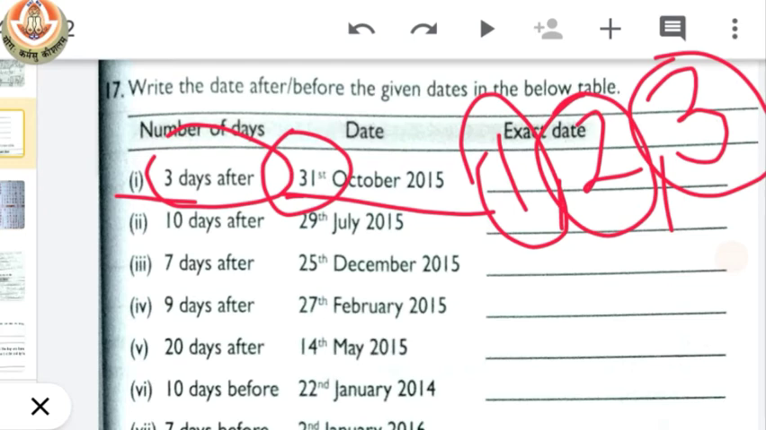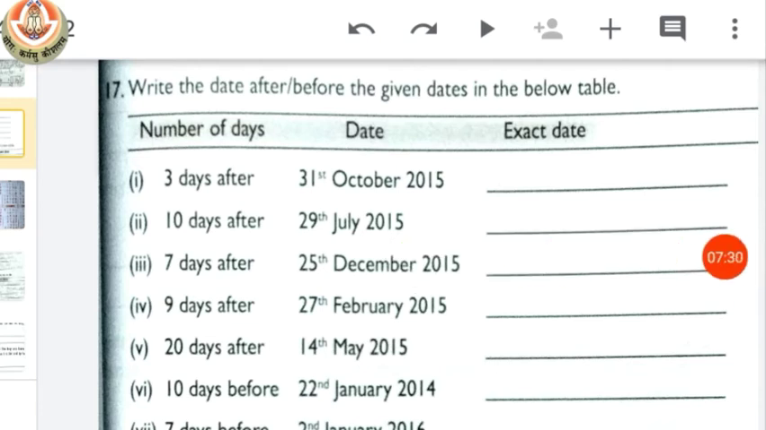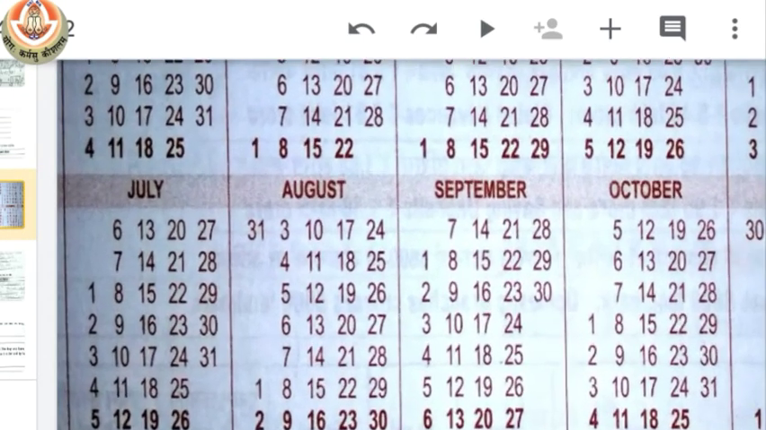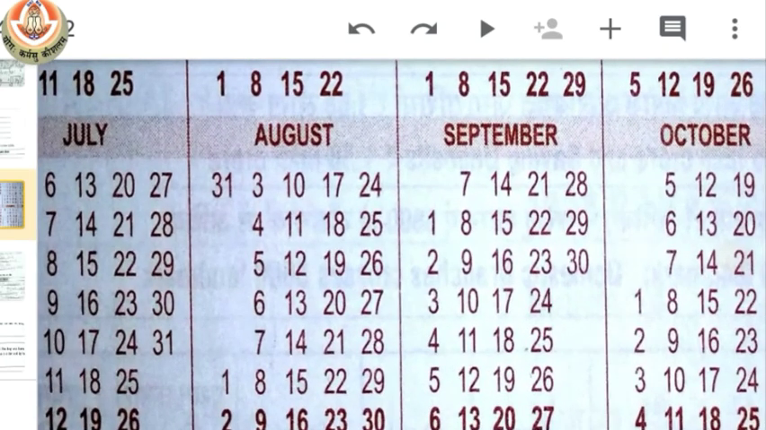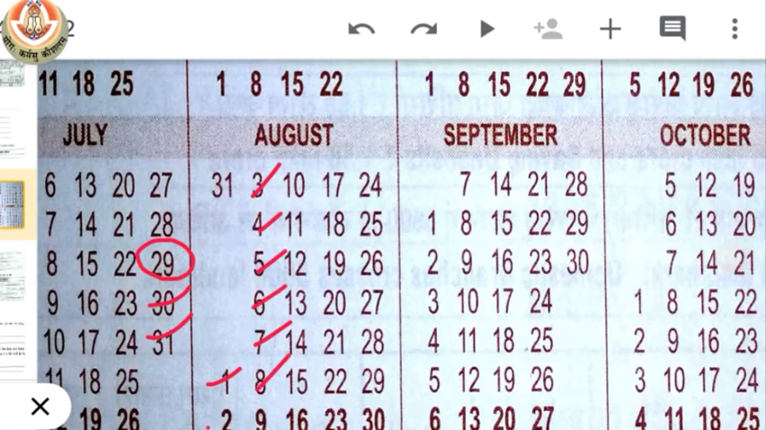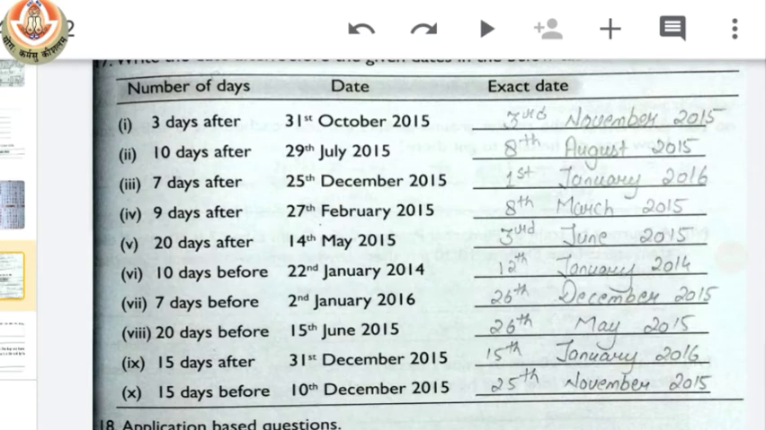Okay. Similarly, 10 days after 29th of July. So let's see. 10 days after 29th of July. So you can see here we have 29 of July. So let's see, 1, 2, 3, 4, 5, 6, 7, 8, 9, 10. That means 8th of August is our answer. You can see here, yes, 8th of August is our answer.